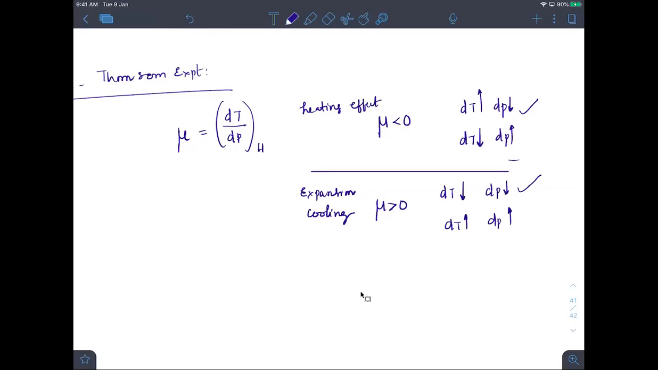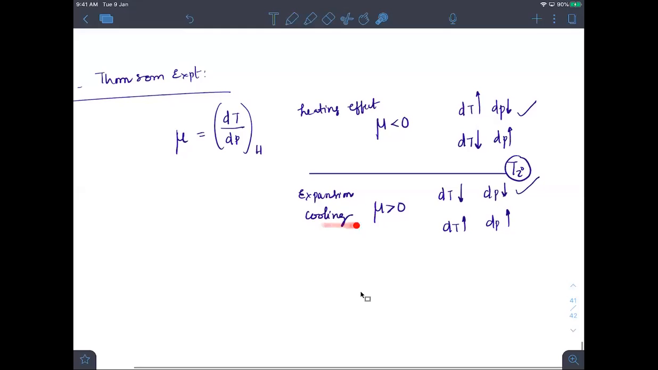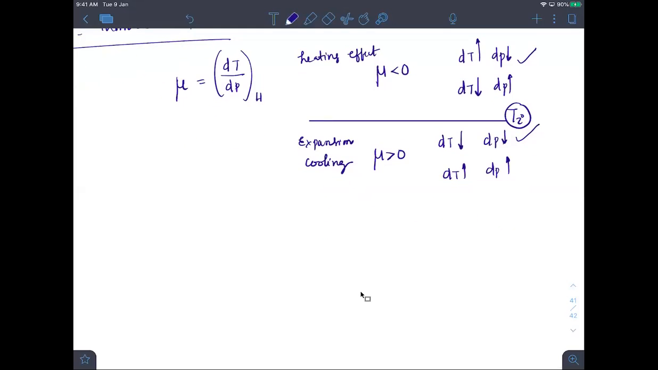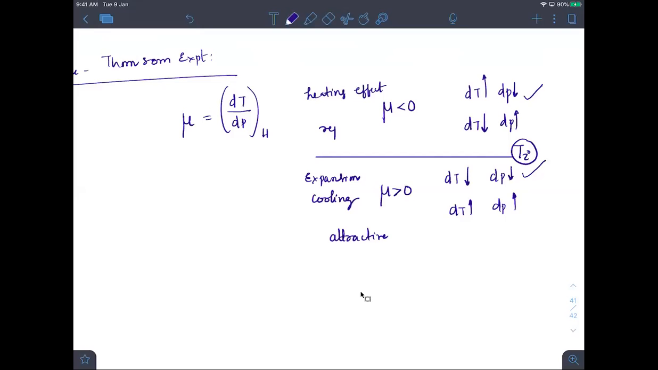There is a certain temperature defined for every gas, known as the inversion temperature, below which attractive forces are dominant, and which will give a cooling effect on expansion. Above it, repulsive forces are dominant, and if you try to expand the gas, in fact the repulsive forces increase, its speed increases, kinetic energy increases, therefore the temperature will increase. So mu would be less than 0, and a heating effect would take place. This type of temperature is called the inversion temperature.